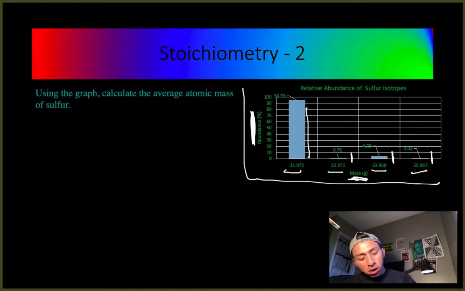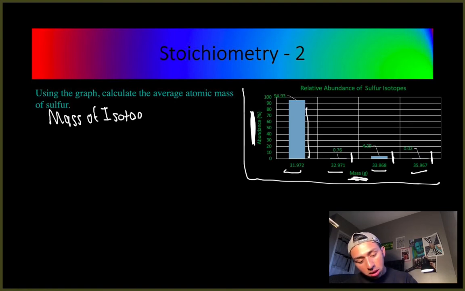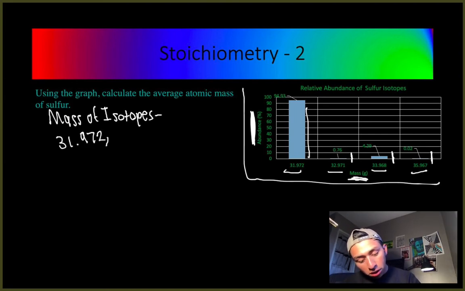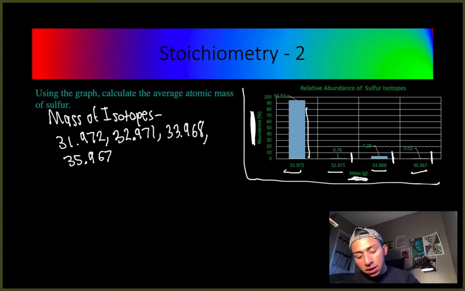So we are given the masses of the isotopes. In this case, the masses are 31.972, 32.971, 33.968, and 35.967. These are the four masses that are right here.